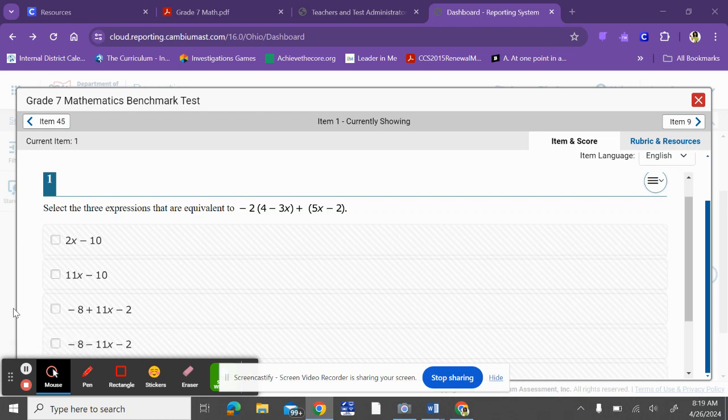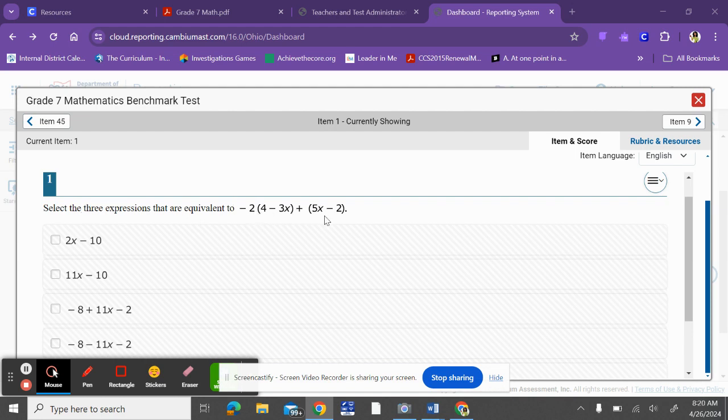Select the three expressions that are equivalent to -2 times the quantity of 4 minus 3x plus the quantity of 5x minus 2. All right, I like the fact that they tell you there's three that are correct. So no one should have picked anything less or more than three.